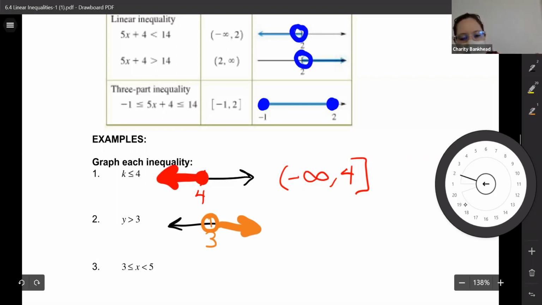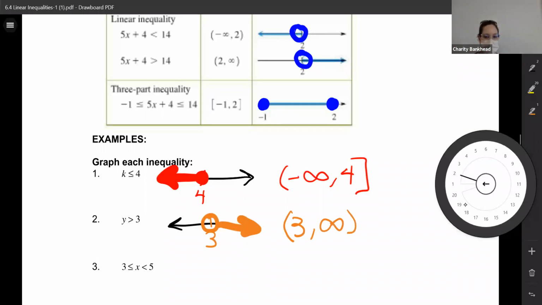So my interval notation, it's always like smaller to larger from left to right, just like it is on the number line. So it goes from 3 to infinity, that arrow is pointing to infinity. So it's going to be parentheses, 3, comma, infinity, parentheses. And you never put a bracket next to an infinity because x can't actually equal infinity.